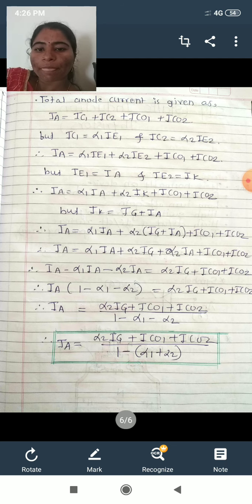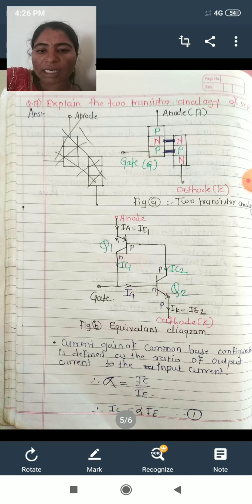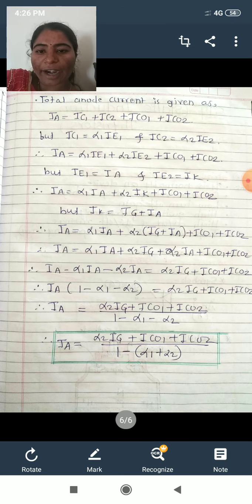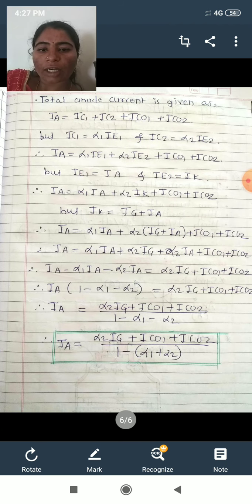But the cathode terminal current IK is the addition of the gate current and the anode current, that is IA plus IG. Putting this value of IK, we get IA equals alpha 1 IA plus alpha 2 (IG plus IA) plus ICO1 plus ICO2.